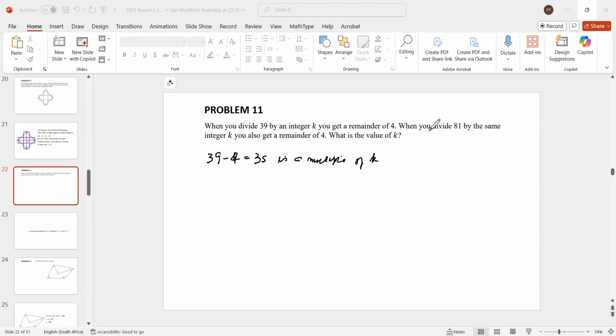The same thing: when you divide 81 by the same k, you get a remainder of 4. So you have that 81 minus 4, which is 77, is a multiple of k also. Therefore, k is a common factor of 35 and 77.